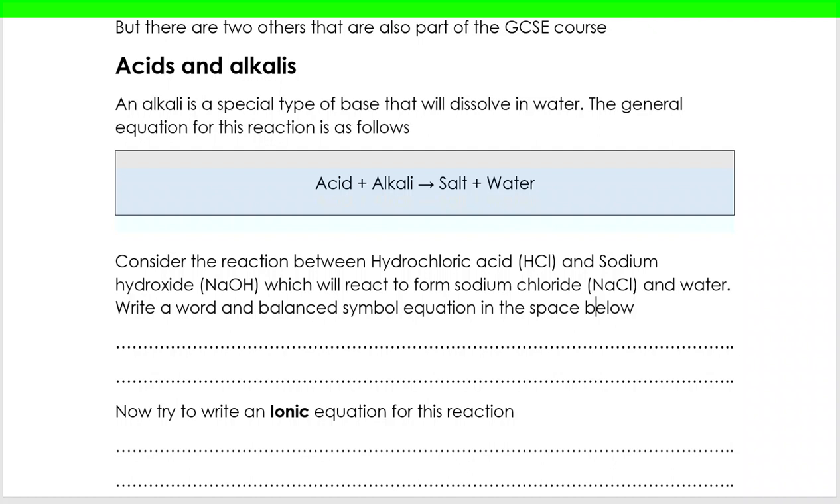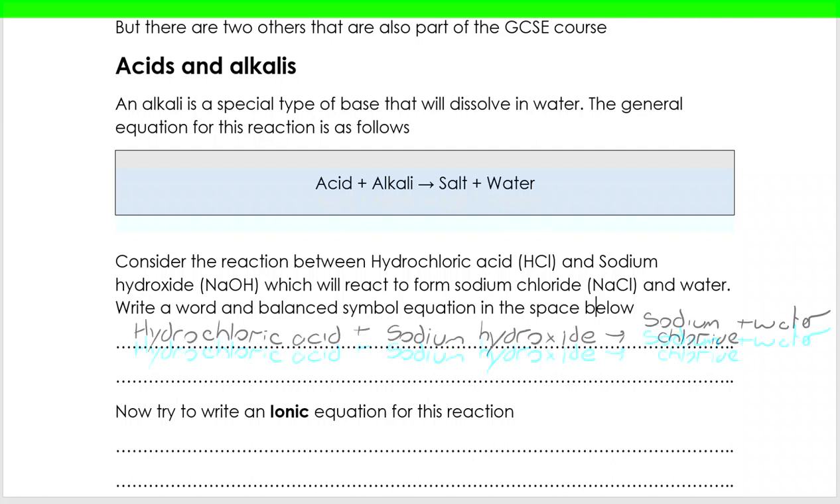Hydrochloric acid and sodium hydroxide making sodium chloride and water, the word equation should be quite straightforward. All of the information has been provided, you're just putting it into equation form. For the symbol equation, you do need to know the formula of common compounds, or you need to be able to work them out. So I've got HCl, NaOH going to NaCl and H2O. And you will notice that it's aqueous, aqueous, aqueous, but water is liquid, not aqueous, because we're not dissolved in water, we are water.